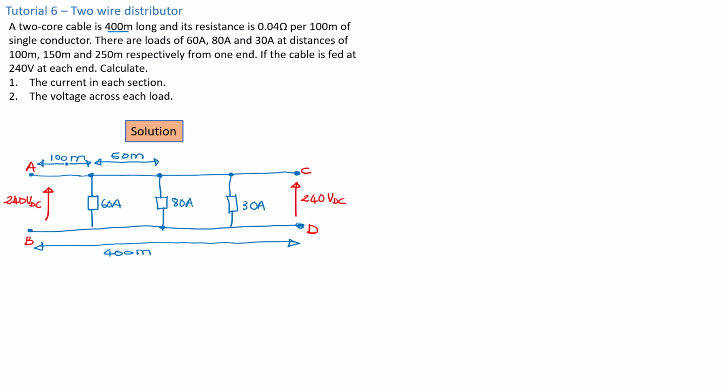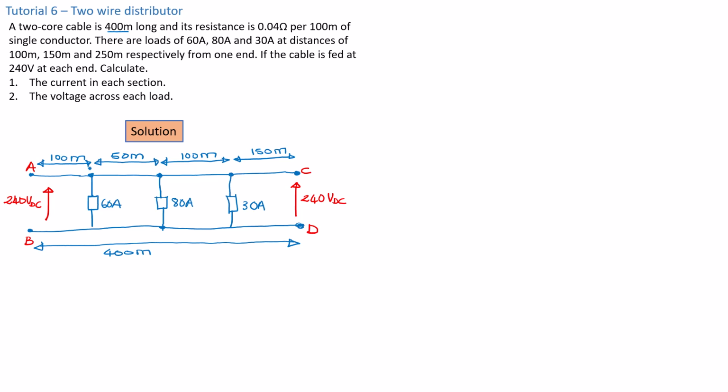because from A to this point here we should have a total of 150 meters. Then the 30 amp load is situated at 250 meters from this particular point, which means this distance here should be 100 meters. If all of this is 250 meters, but we know the cable is supposed to be 400 meters, that basically means this last section is going to be 150 meters. Now we can go ahead and name some of our nodes here.